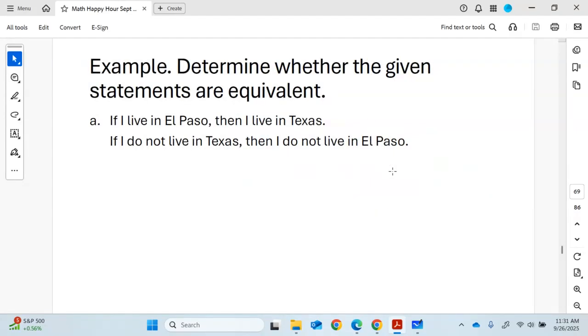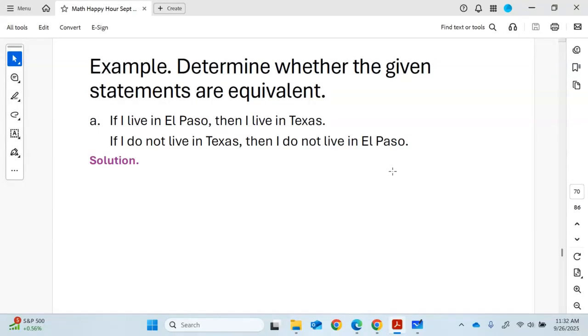In this example, we're going to determine whether the statements are equivalent or not. So the first example says, I have two statements. The first one says, if I live in El Paso, then I live in Texas, which makes sense, right? And the statement below says, if I do not live in Texas, then I do not live in El Paso. Now, when you read them and analyze them, you may conclude right away, yes, these make sense. So I have a feeling that these are equivalent. How can I prove that they are equivalent?